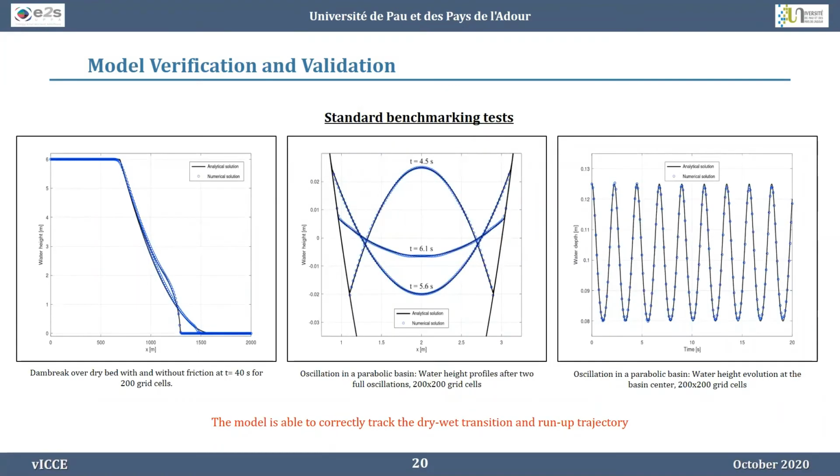In this slide, we show some standard benchmarking tests where the model results are compared to the exact solution. Here we have some tests with moving boundaries. For example, the idealized dam break over dry bed test case and the oscillation in a parabolic basin test. As we can see from the comparison figures, the model is able to accurately track the dry-wet transitions, which is important for inundation mapping. Also, we get very accurate results for a relatively very coarse mesh, which proves the non-diffusivity of the model.